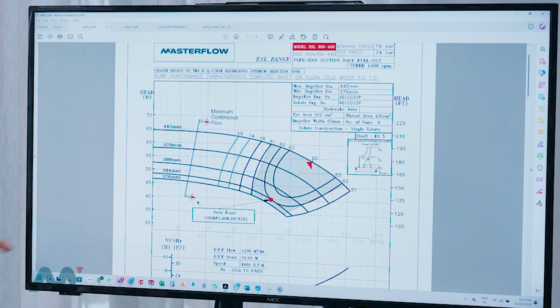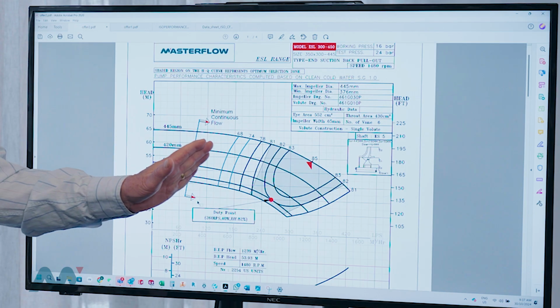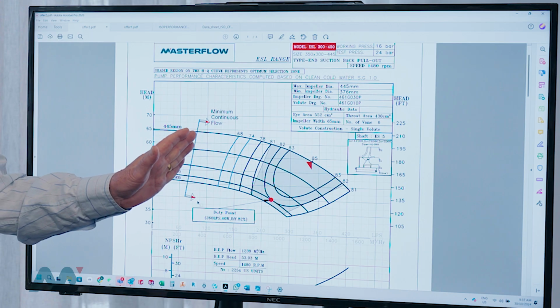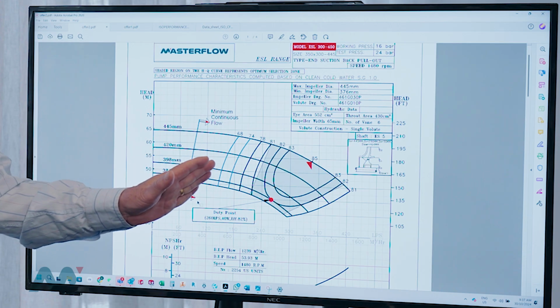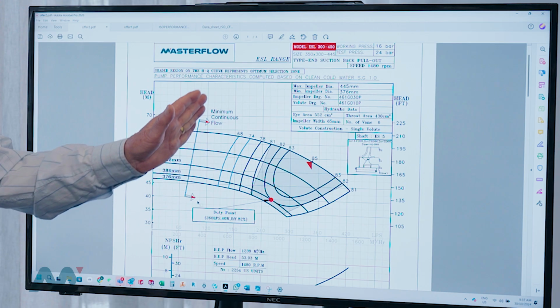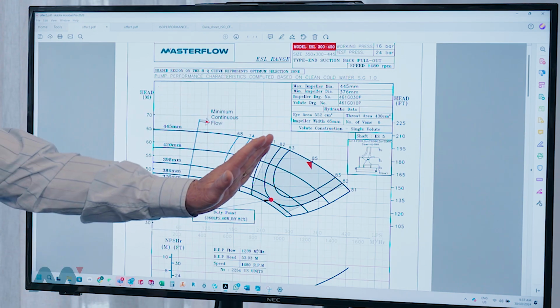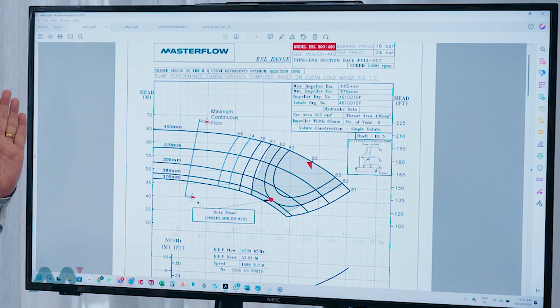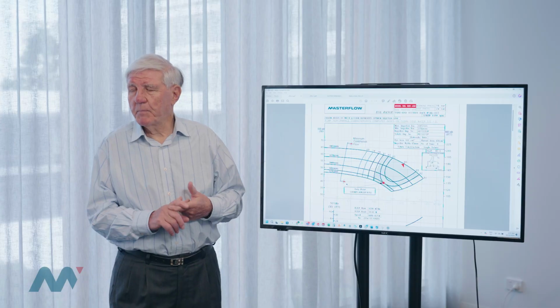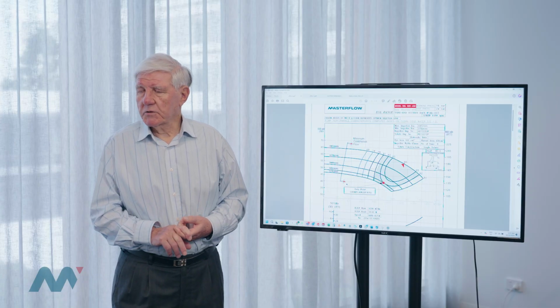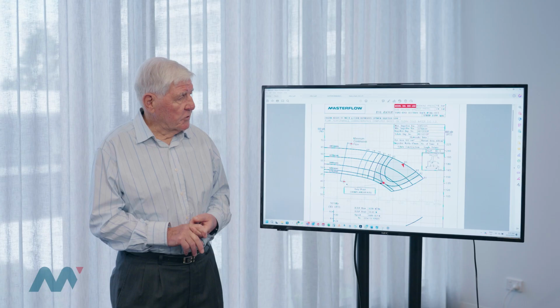Okay? So what he's saying here is the unsatisfactory operation is limited to this band of flows. So anything to the right is okay, anything to the left is not okay. That's a basic approach to minimum flow conditions.